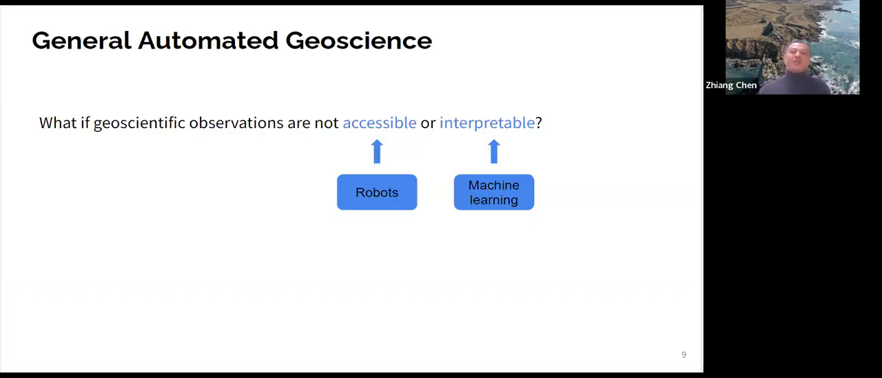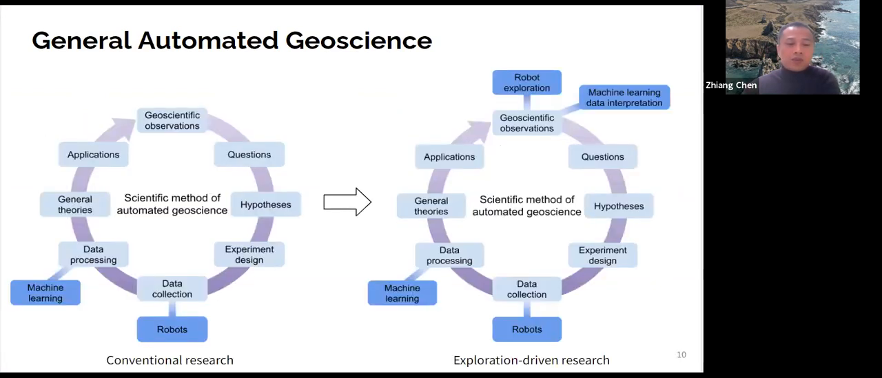So automated geoscience proposes to use robots to gain access and use machine learning to interpret data. Based on this idea, we have the general form of automated geoscience. With the availability of advanced hardware and computing, there is more exploration-driven research. Sometimes we have to explore more at the beginning and collect more information, then we can ask the correct or proper question. So automated geoscience is not just about the automation of some tasks. It highlights the roles between automation and geoscientists. It is the methodology of doing research.